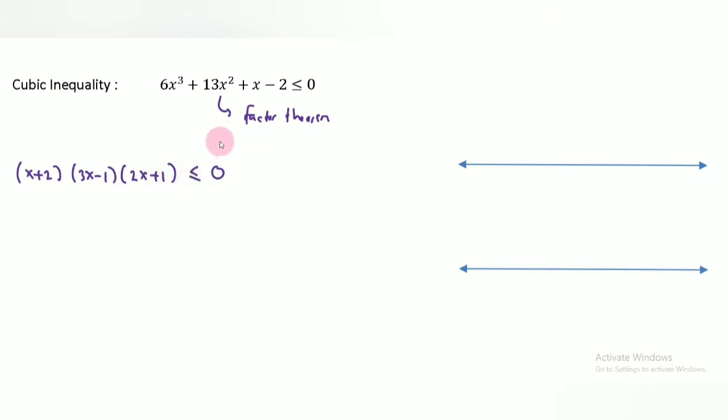After we have all the factors, let's find all the zeros. The first zero will be negative 2, the second zero will be 1/3, and the third one will be negative one half. So we now have 3 borders. Let's put our borders here: negative 2, negative one half, and 1/3. I don't use the scale here. Because the inequality has an equal sign, all of these borders can be solutions, so they will be closed circles.